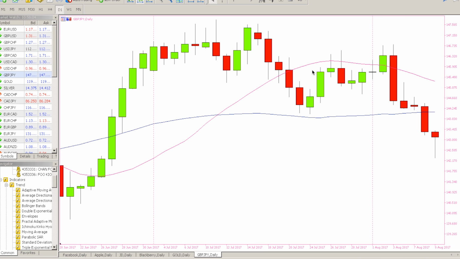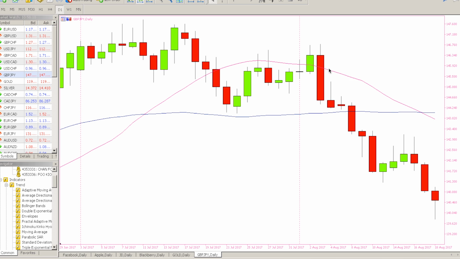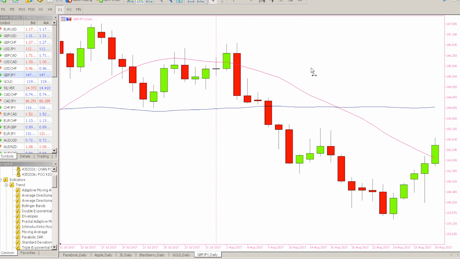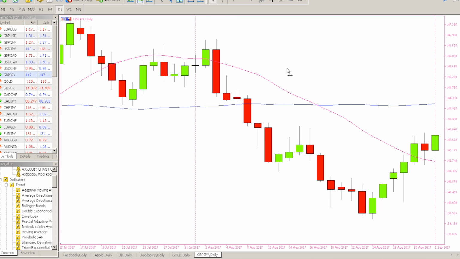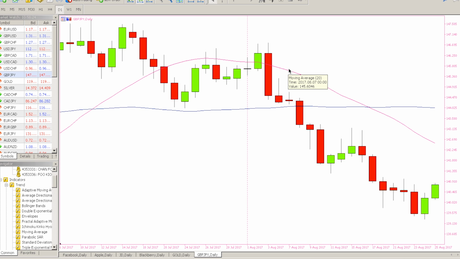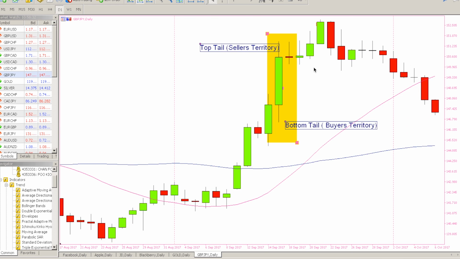What is interesting about candlesticks is that, by looking at candlesticks alone, you can actually make a lot of decisions. As a price action analyst, we have been trained to look at candlesticks and also analyze the candlestick pattern. Without further ado, let me move over here.